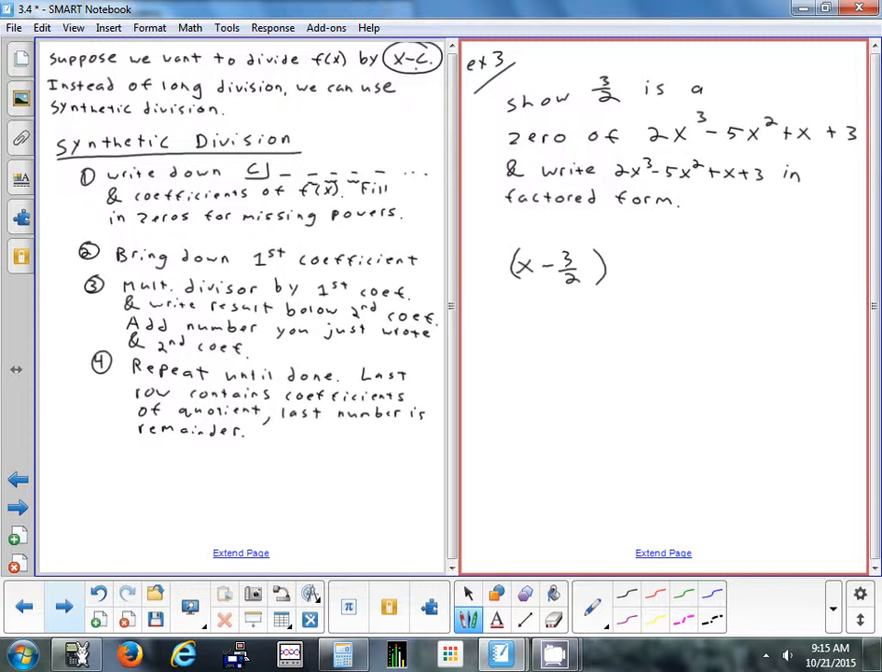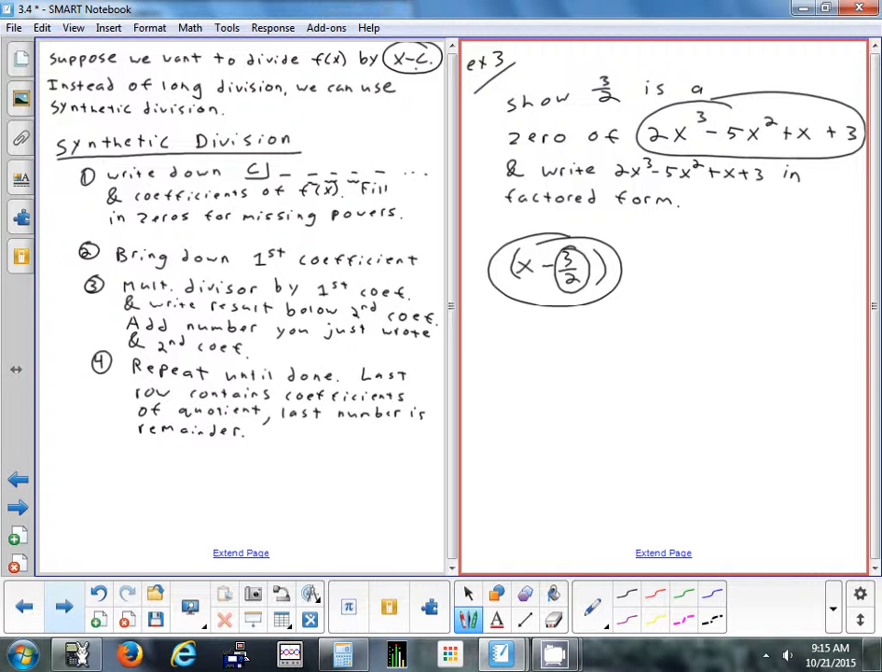And how do you know when you do division if something is a factor of something? You focus on the remainder. What are you hoping happens? It comes out to 0. So all we're really going to do is divide this into that and hope we get a remainder of 0. If we do, then this is a factor, which means this is a root.